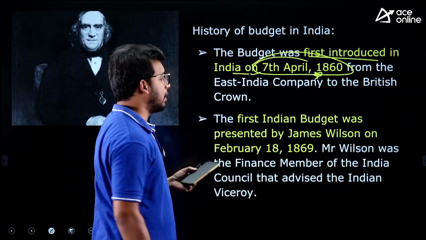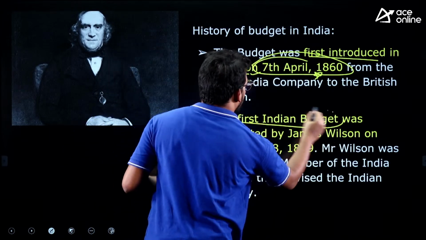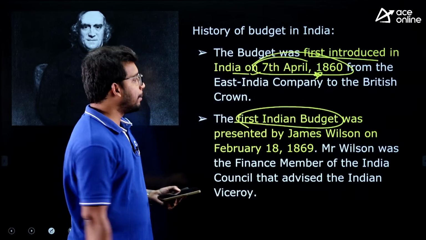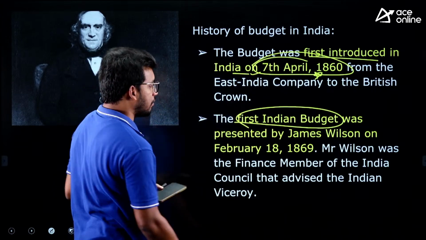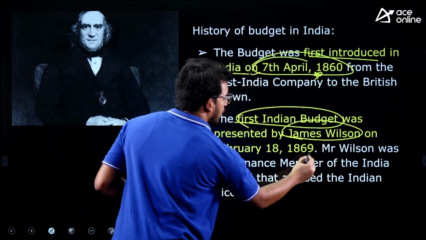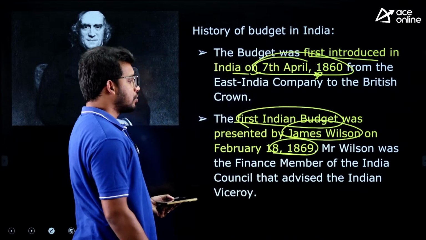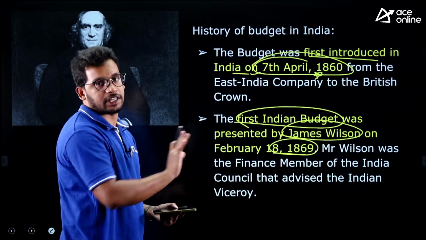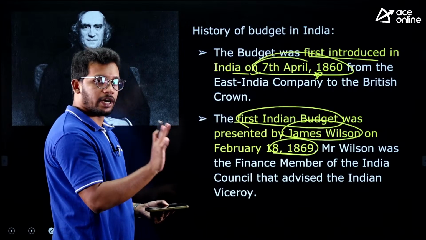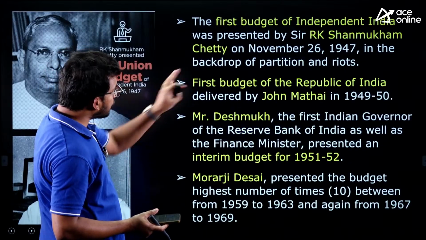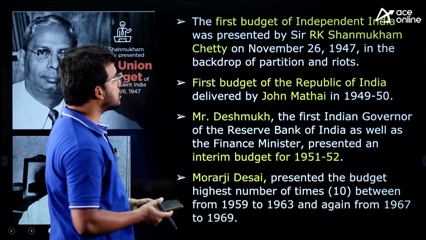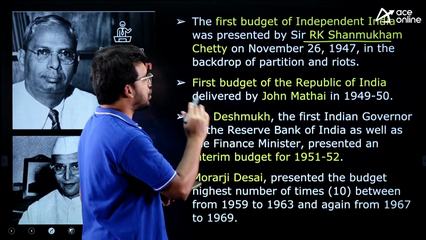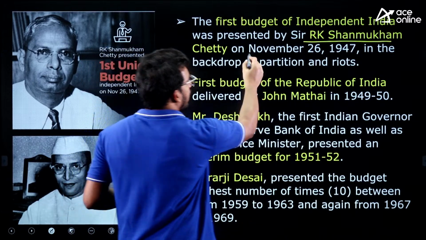You need to remember. Then the first Indian budget, that means in India. This was put in the UK, but this first Indian budget was proposed by James Wilson in 1869. So Wilson was the one who put the budget in India for the first time. But it is before independence, right? You keep an eye on that. After independence, the first budget was presented by R.K. Shanmugam Shetty on November 26, 1947.